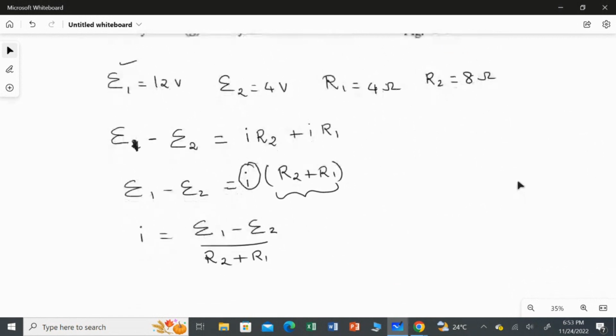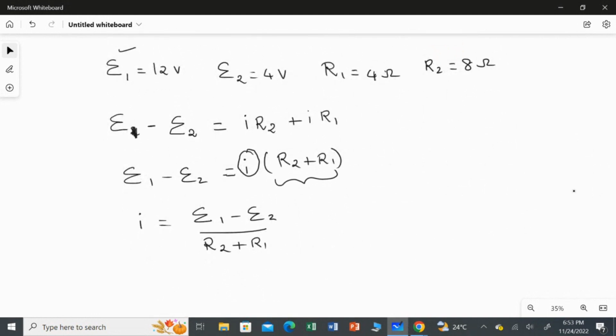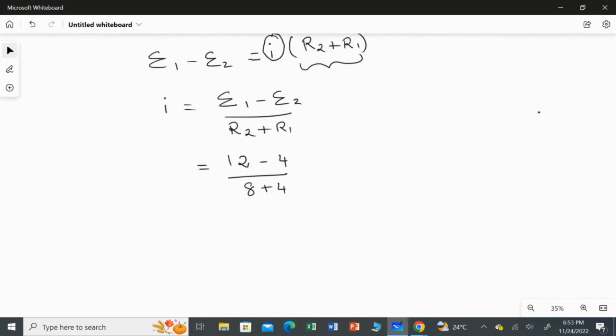Now I'm going to substitute the values because we have all of them in the question. EMF 1 is 12 volt, EMF 2 is 4 volt, divided by R1 and R2, which are 4 and 8. That means the second resistor is 8 ohm and the first resistor is 4 ohm, right? So now we have to calculate: 12 minus 4 divided by 8 plus 4. So what's the answer?